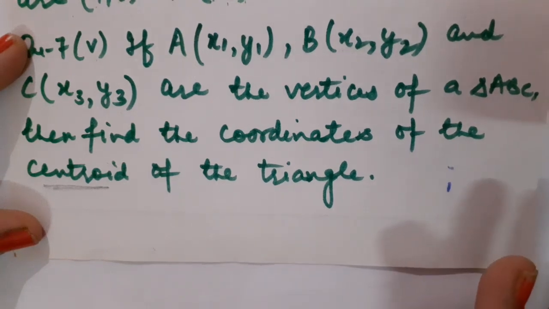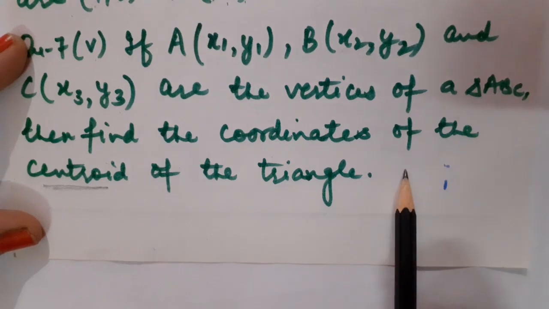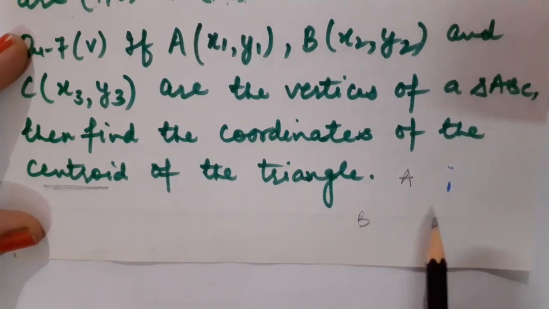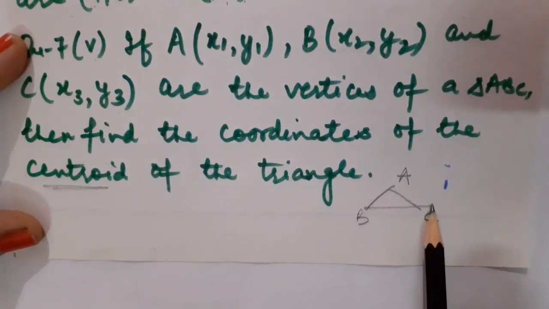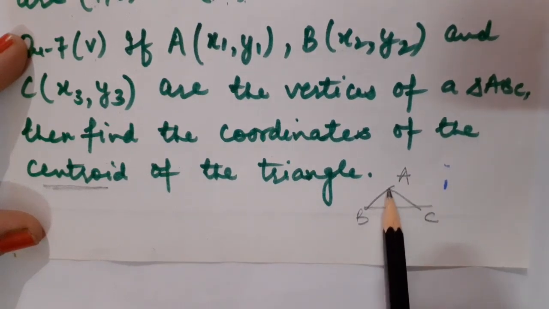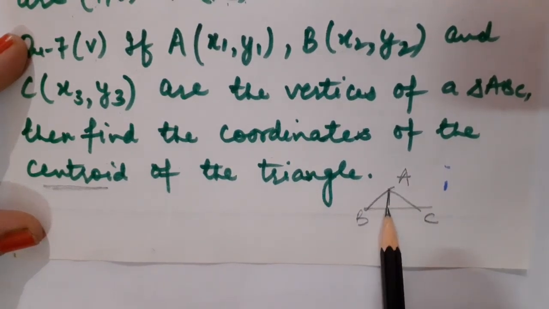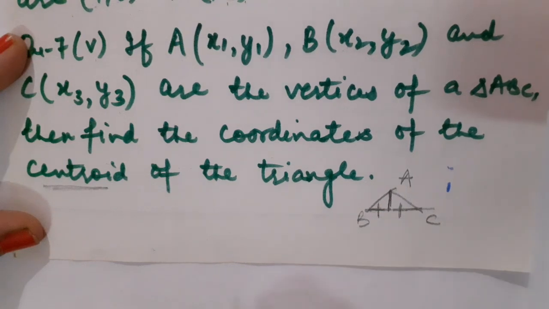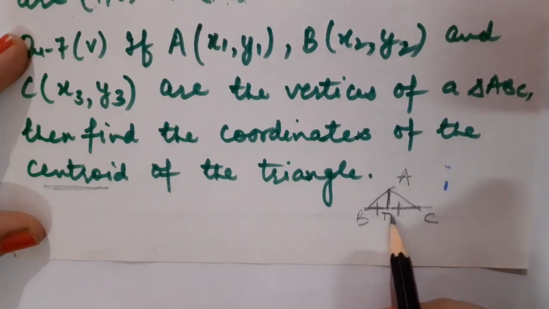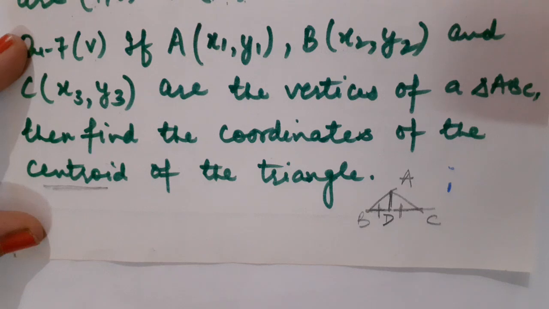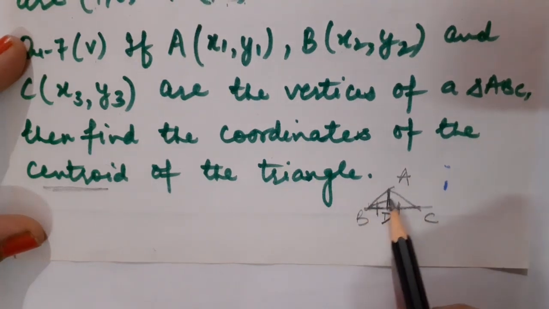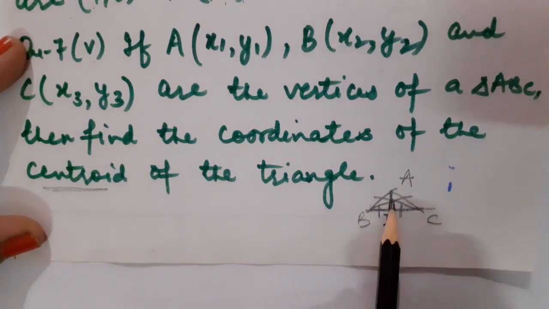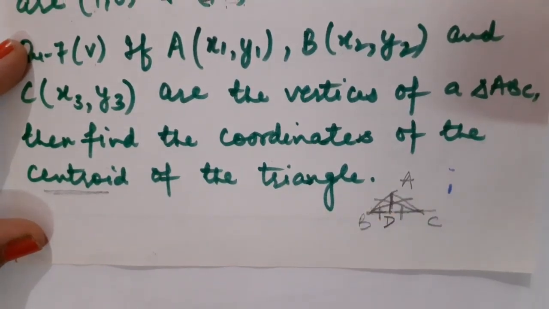You know, there are 3 points of a triangle. Either it can be drawn from A, or from B, or from C. So a line segment which is drawn from any vertex of a triangle and divides the opposite side in 2 equal parts is known as the median. Here you can see that AD is the median. So when all the 3 medians intersect each other at a common point, that common point is known as the centroid of the triangle.